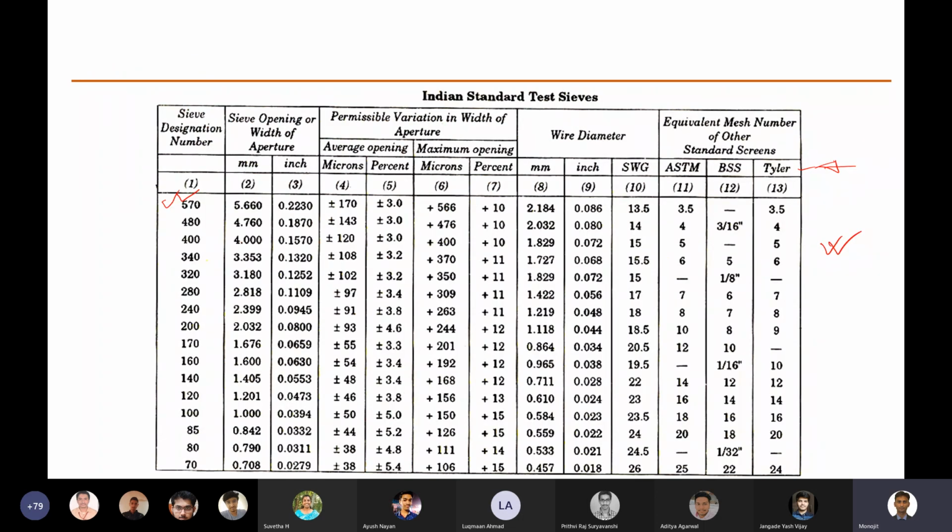And this is a typical Indian standard sieve table. As you can see, if you go from top to bottom, the sieve number will decrease for an Indian standard, whereas the case is reverse for the international standard, because of the way it is defined. So we had stopped here.